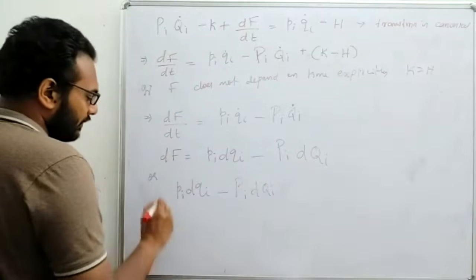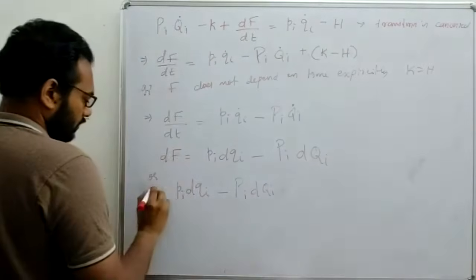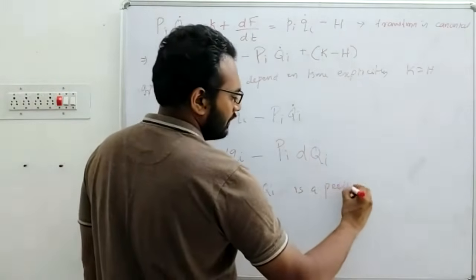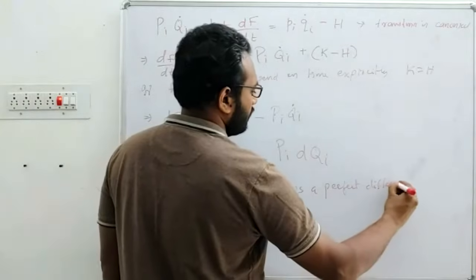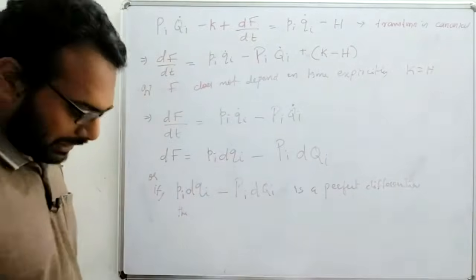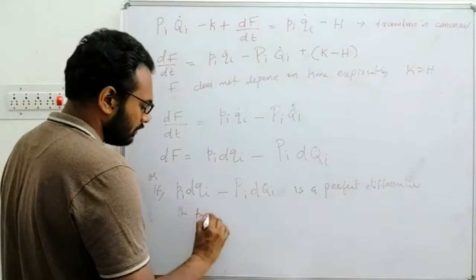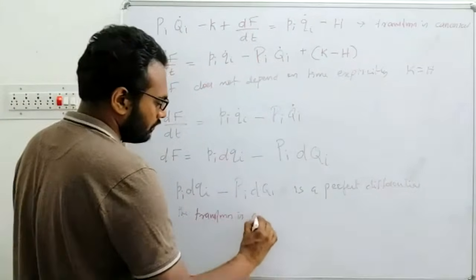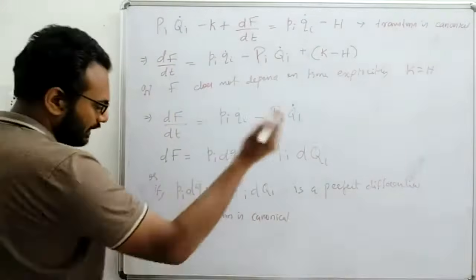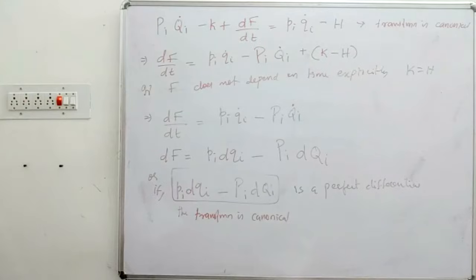Now, if this is a perfect differential, then the transformation is canonical. Is this clear? Did I write it correctly before? I have to check. I may have made a mistake; in the theorem you have to write this. If this is a perfect differential, then the transformation is canonical.